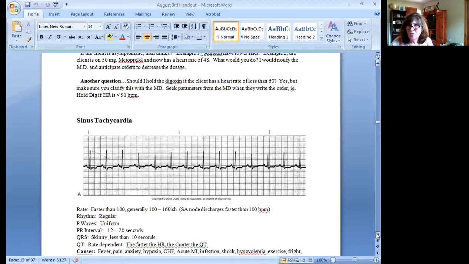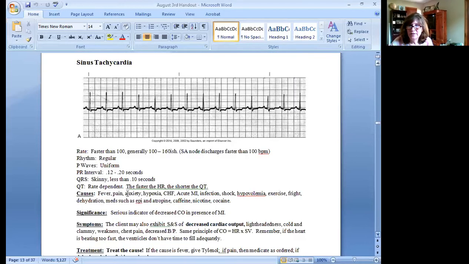But what's going on? Are they feverish? Are they in pain, anxious, hypoxic? A little CHF exacerbation, acute MI. Now, I'll be honest. The only time I worry about sinus tach is when it's in the midst of an MI.